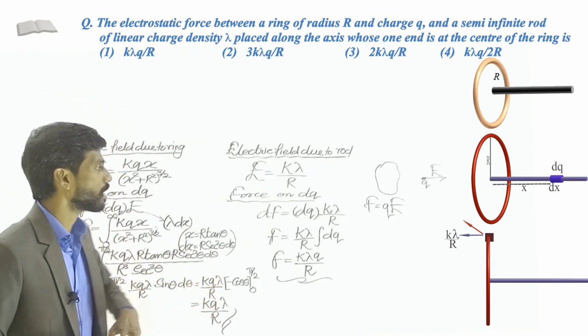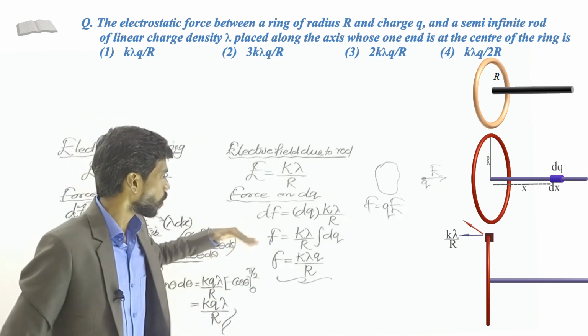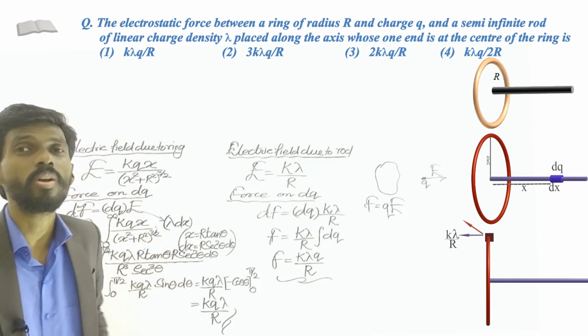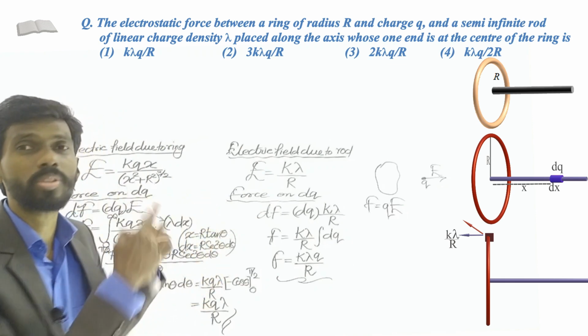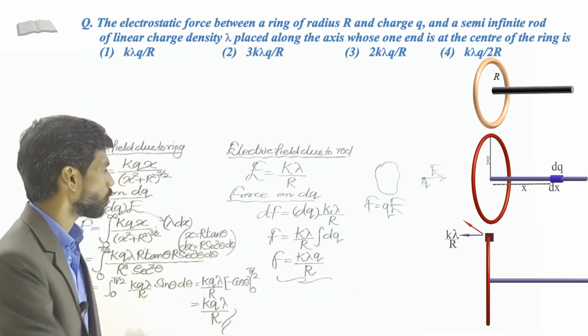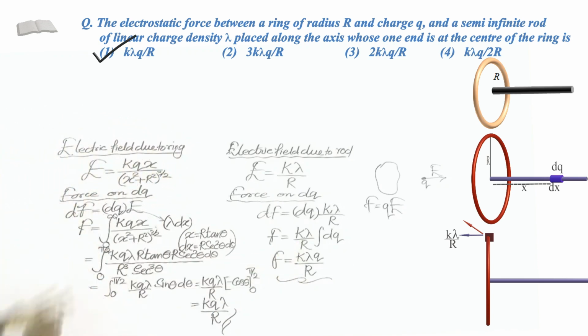So making use of this idea, the force equals the charge multiplied by the electric field. So that's all. So this is why we learn electric field. Sometimes to find the force also, we need the electric field due to the various shapes, right? So we know the electric field due to the ring. So using that, we find the force. Do you understand? That's all. So this is the answer to the question. So k lambda q divided by r. Okay.